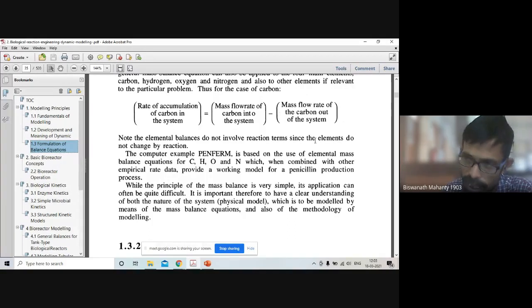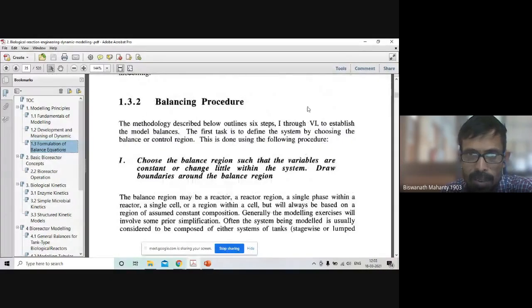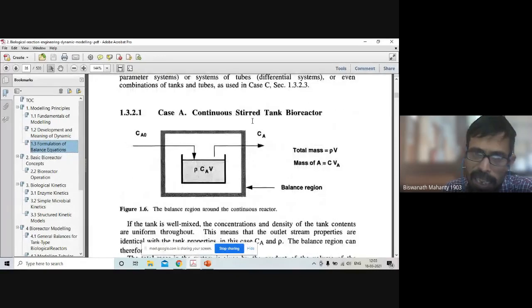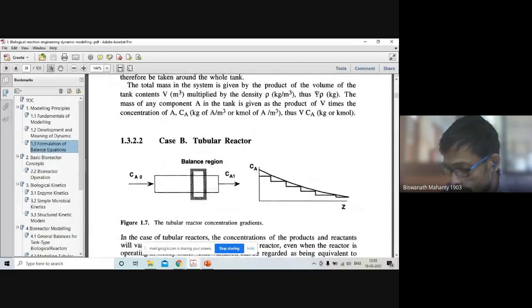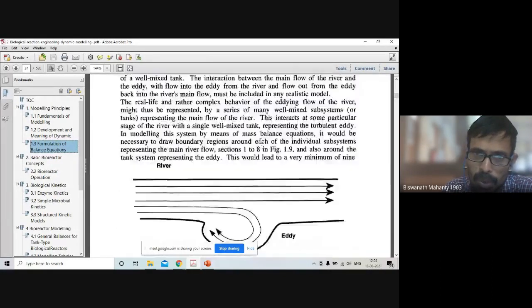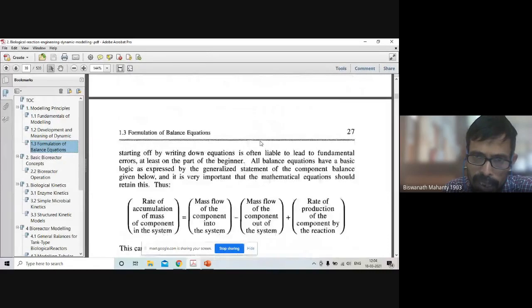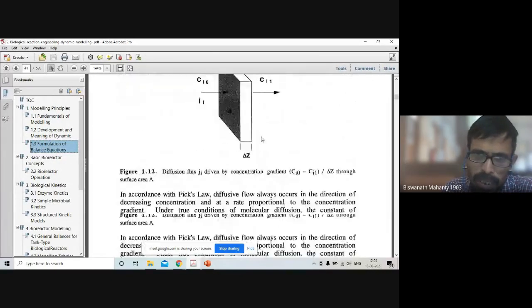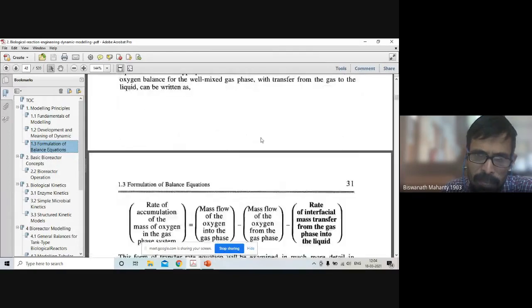Normally you already do this in stoichiometric balance. So how are we making a balance? We make an imaginary boundary and try to write a balancing equation. Balancing equations are very fundamental. They are the starting point before you do any kind of biological process modeling. So you need to know this. Just go through the simple theory only, nothing more than that.